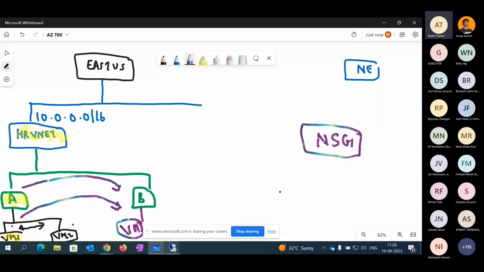Yes, it's within a VNet only. If this subnet is in a different VNet, it won't communicate. What I'm trying to say here is, if you have a VNet with multiple subnets, by default, this has been blocked.